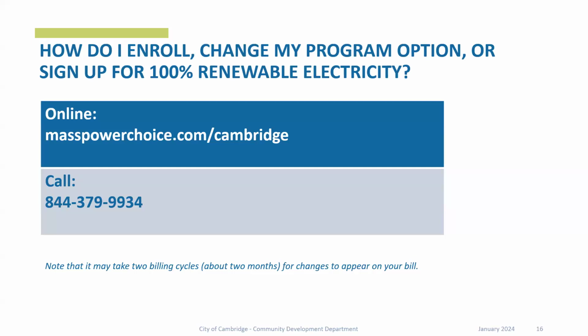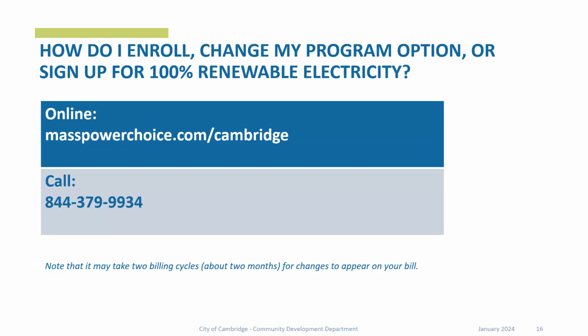So how do I enroll, change my program option, or sign up for 100% renewable electricity? You can do so online at the program website, which is masspowerchoice.com/Cambridge. You can also call the phone number 844-379-9934. As a reminder, everyone is automatically enrolled when their electricity account was opened.